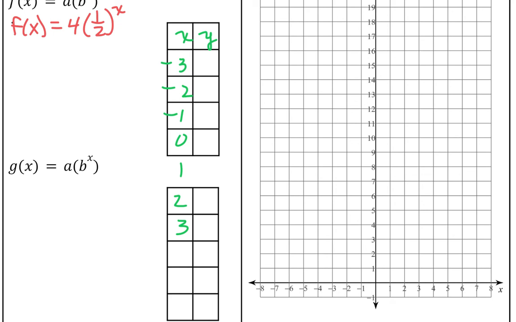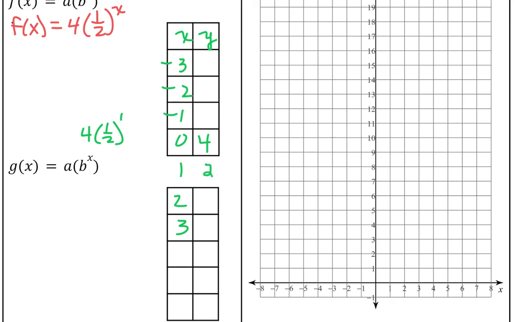And again, I'm going to start at 0, and I'll work my way up this time. And again, the same idea. If x is 0, 4 times 1/2 to the 0 power. 1/2 to the 0 is 1 times 4 is 4. If x is 1, then I have 4 times 1/2 to the first power. 1/2 to the first is 1/2. Half of 4 is 2.